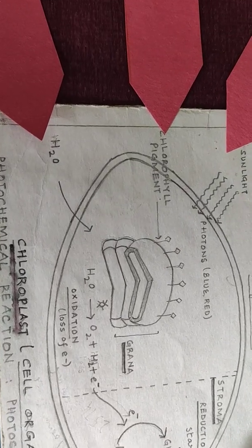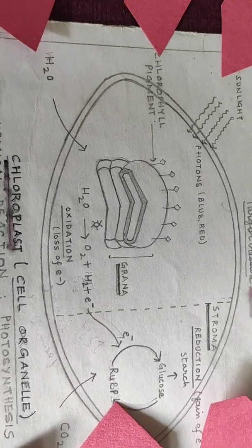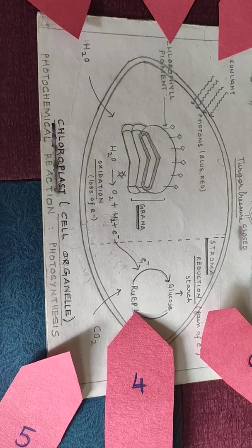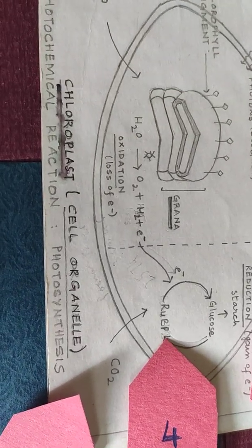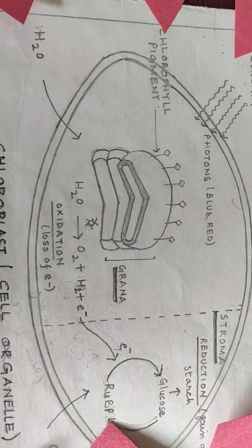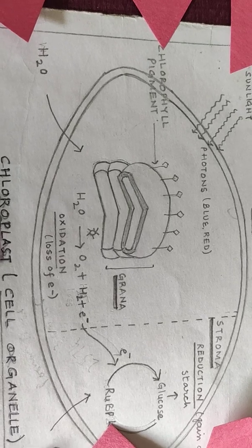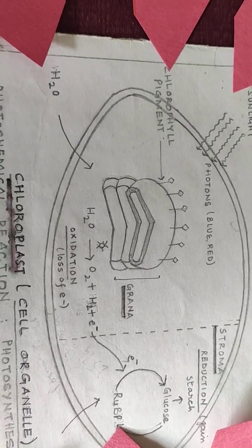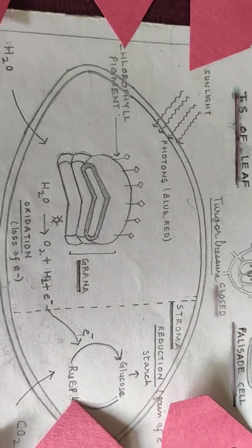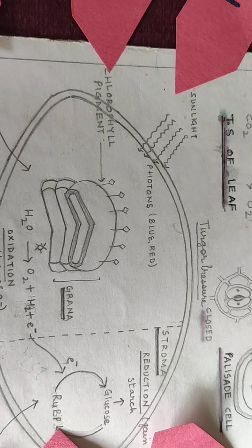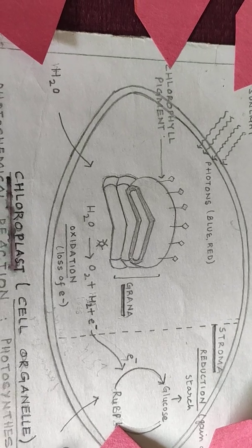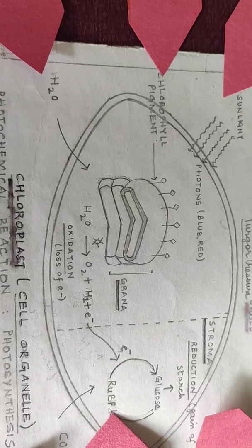The loss of the electrons is further taken into the process when carbon dioxide enters through the stomata. It reaches the stroma where already a sugar is present called ribulose biphosphate. Carbon dioxide combines with the electrons lost from the water to form glucose. Some part of the glucose is converted into starch as a reserve, and some of the glucose is converted back to ribulose phosphate.